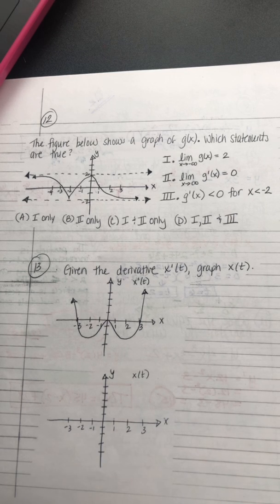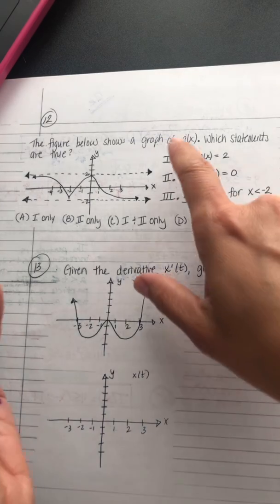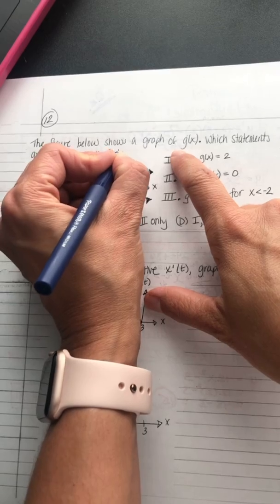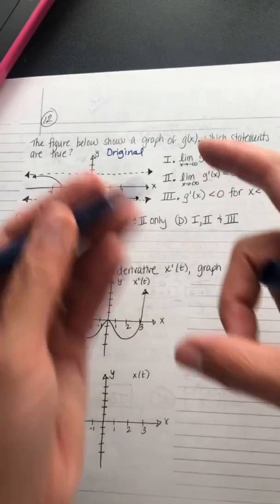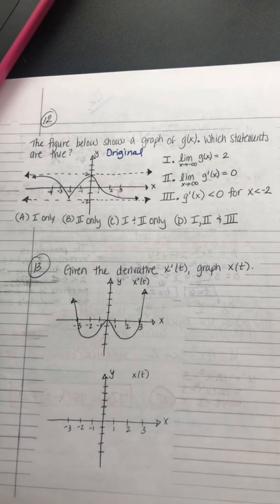The figure below shows a graph of g of x. Which statements are true? So this is the graph of g of x, so this is an original graph. I don't know about you, but I have to tell myself if it's an original graph I'm dealing with or if it's a derivative graph, because we handle those very differently, as you guys can tell.